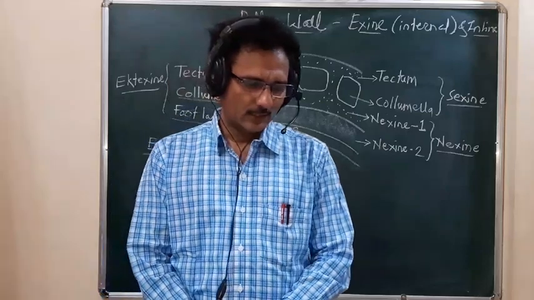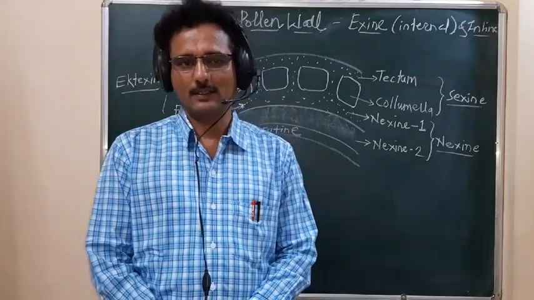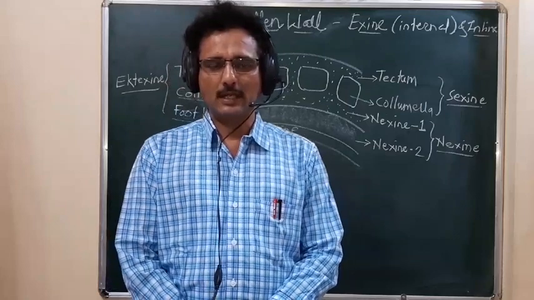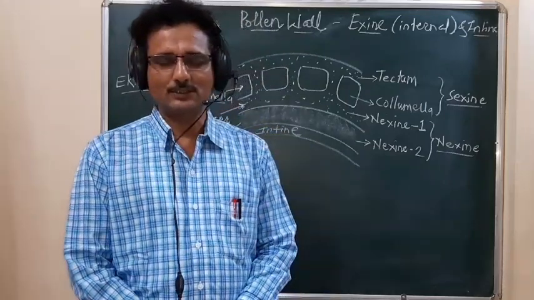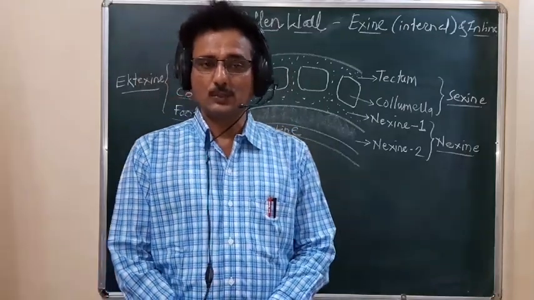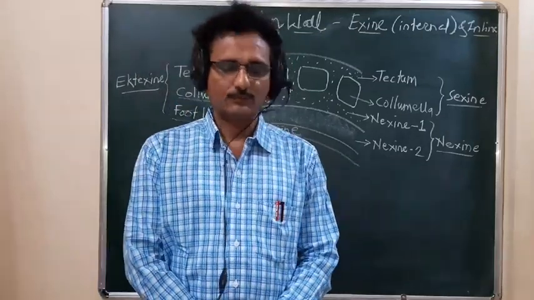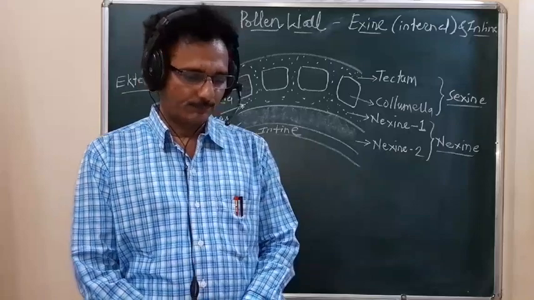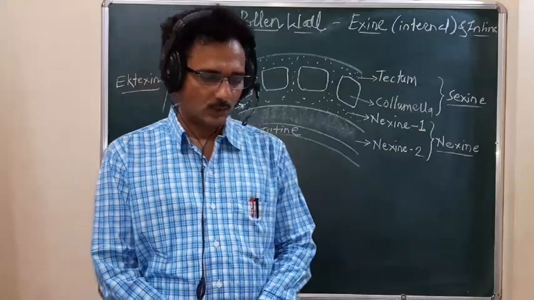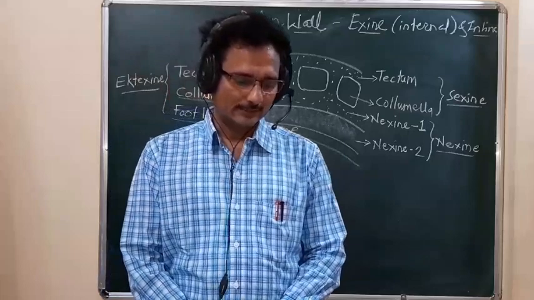See the next question. The most resistant biological material. I think you understand the name of that highly resistant, non-biodegradable material. Yes, students, it is sporopollenin. The options are first lignin, second pectin, third sporopollenin, and fourth pectocellulose. So what is your answer? Sporopollenin. The third option is your answer.